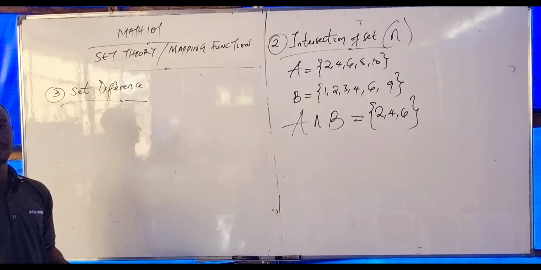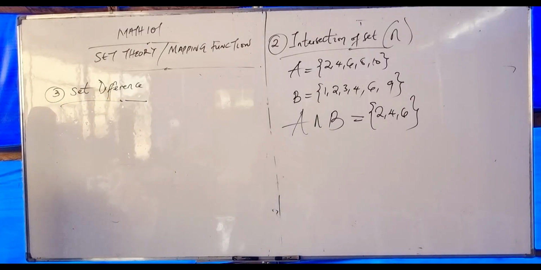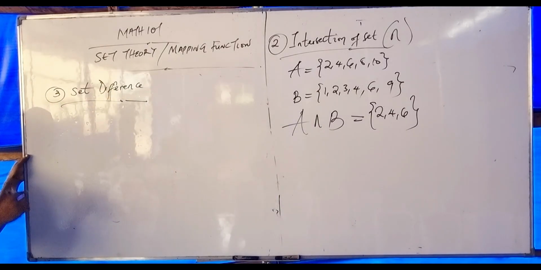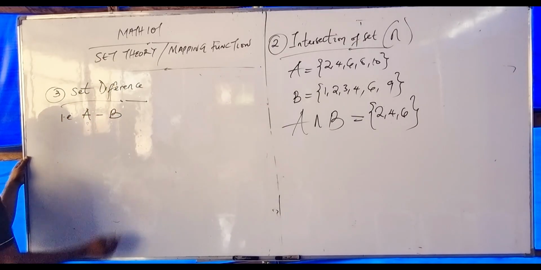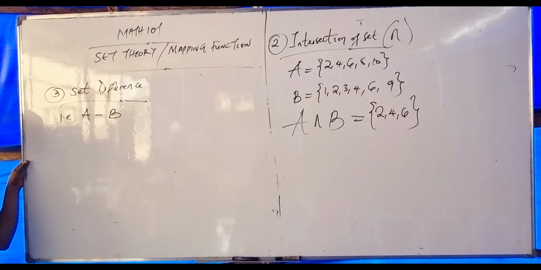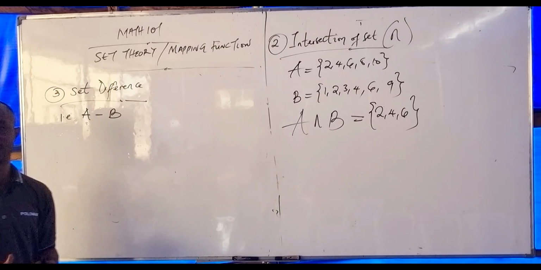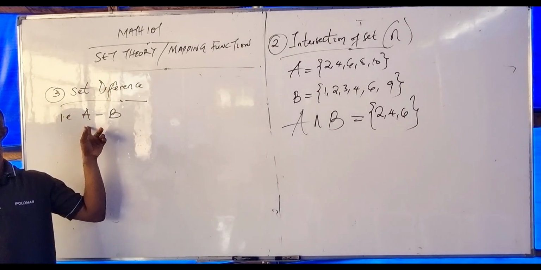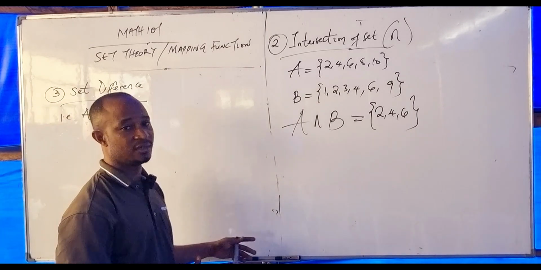Set difference between A and B. That is A minus B, or A difference B. This includes all the elements that are in A but not in B.